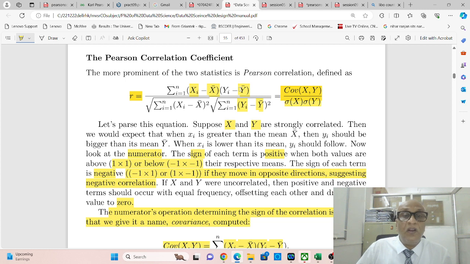If you look at the numerator, its value will be positive when both the values are above the mean, 1 into 1, or both below, minus 1 into minus 1. The numerator will be negative if one of the values is positive and one is negative, which indicates the negative correlation.